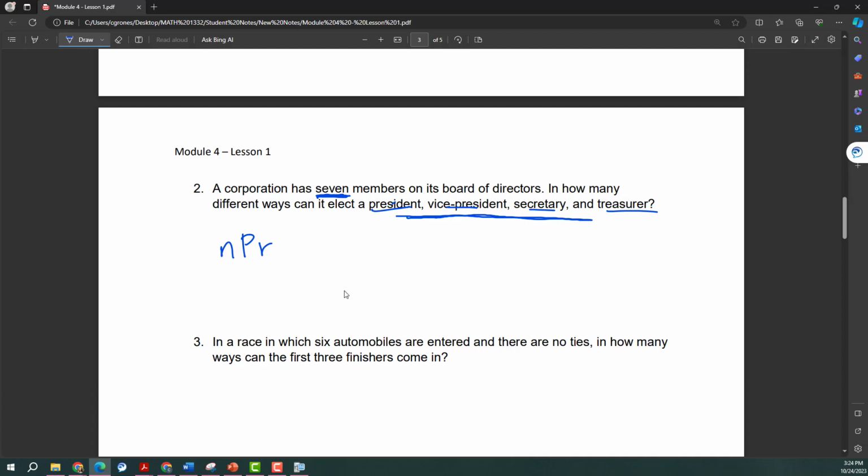The way that this works is we have to figure out what n is and what r is. n is going to be the number that we are choosing from. So in this case, we are choosing from the 7 members on its board of directors. So n is going to be 7. And then r is going to be what we're choosing. So the number that we're choosing.